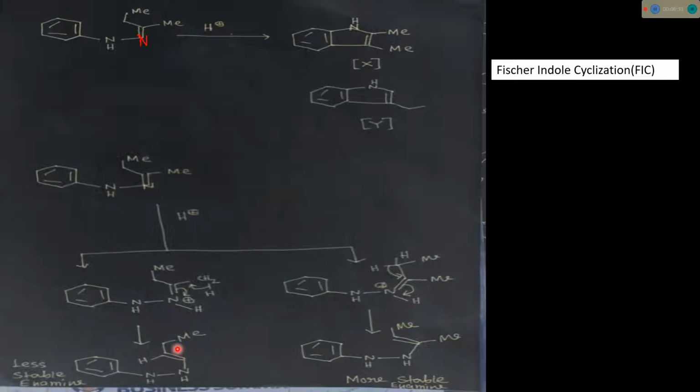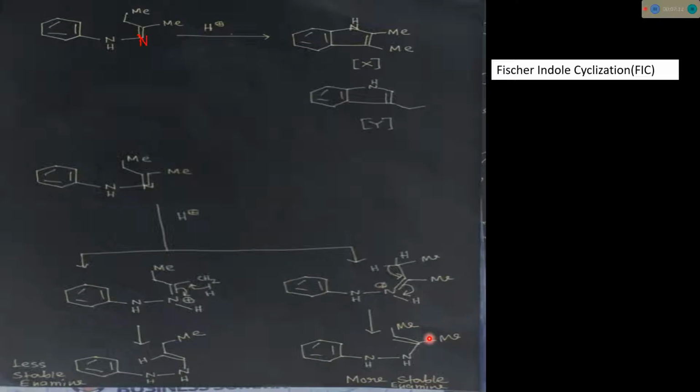If you see the structure of the alkene part, here this alkene is less substituted, only one R is there. In this alkene there are two R groups, two methyl groups. So this alkene is more stable. So this is the more stable ene-hydrazine, and this is less stable, because this alkene is more substituted and this alkene part is less substituted. In this way, first the ene-hydrazine, or we can say this enamine functional group, is formed.